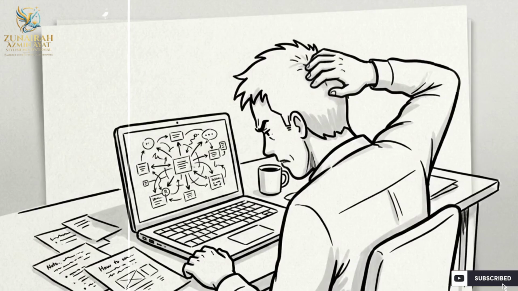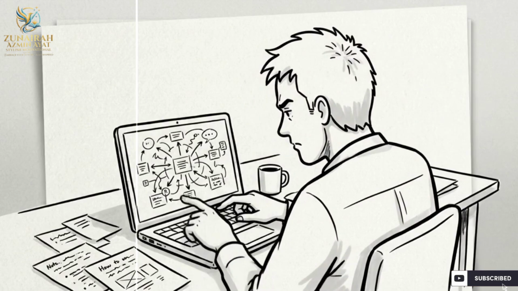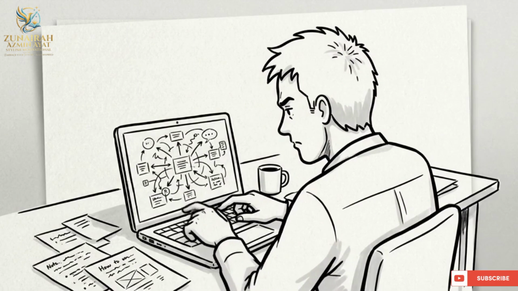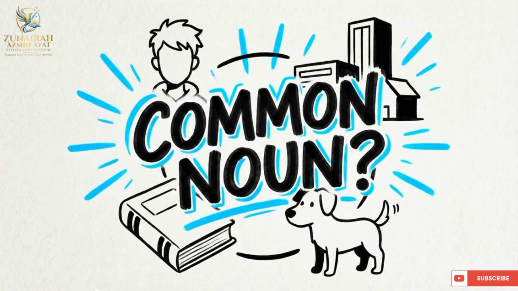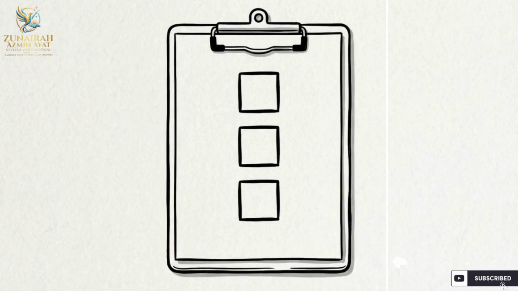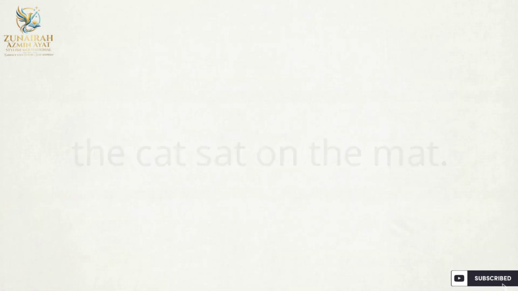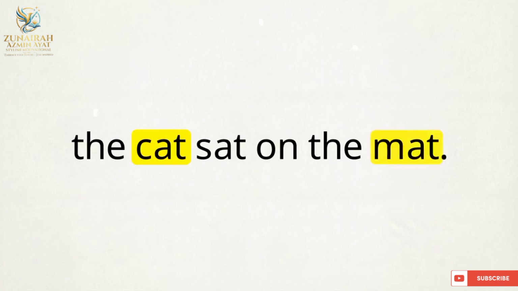Have you ever stared at a sentence you just wrote and wondered if a specific word needed a capital letter? Usually, that confusion comes down to not entirely understanding what a common noun actually is. By the end of this video, you will have a 3-step checklist. You can use it to instantly identify common nouns and format them perfectly every single time.